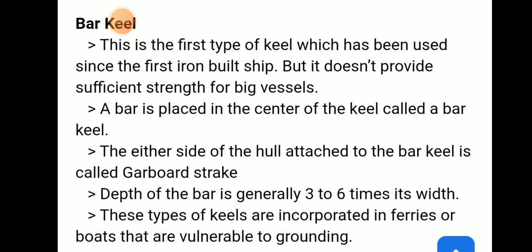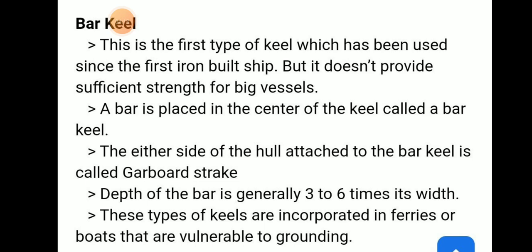Either side of the hull attached to a bar keel is called the garboard strake. This is important; we have studied it and sometimes it is asked. It means either side, whether port side or starboard side, attached to the bar keel is known as garboard strake.